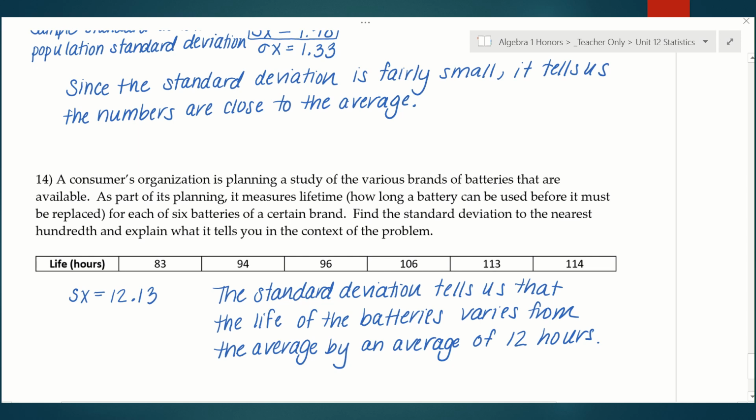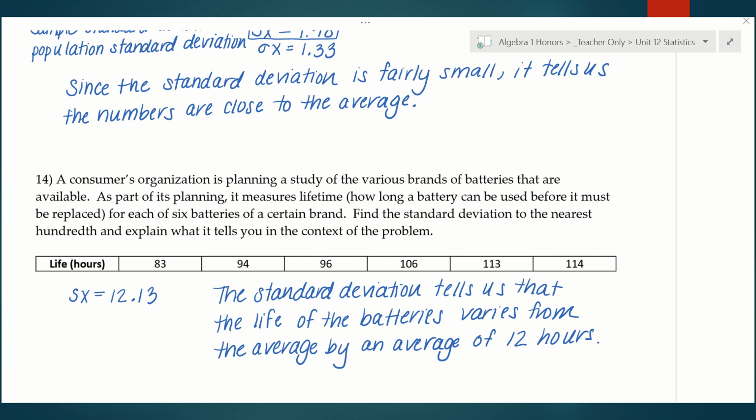That might be a little confusing. So I'm not really committed to saying how consistent it is, because 12 hours to me doesn't seem too horrible, but at the same time, some people might think that a 12-hour difference between batteries is not good. So anyways, I'm just explaining it as the standard deviation tells us that your average from the average is 12 hours. Okay, so that's just me explaining.